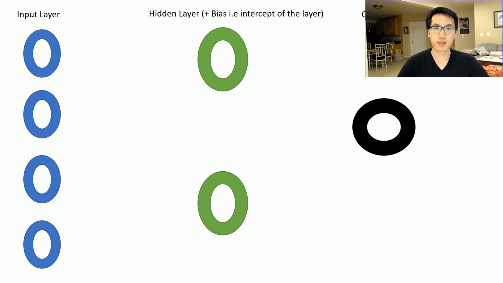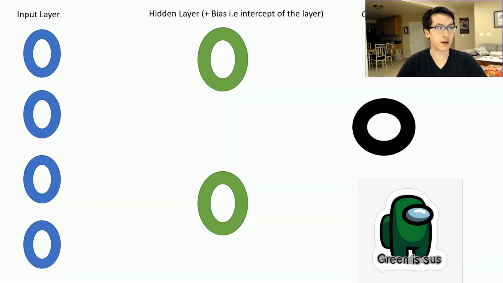Whether it's going to be a regression or a classification problem really just depends on what type of activation function we're going to use, but in this case we can keep it even more simple. So we have 3 layers: an input layer, a hidden layer, and an output layer.